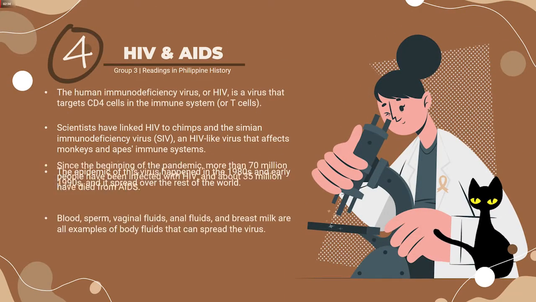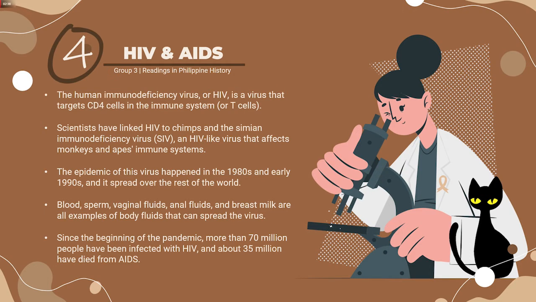The human immunodeficiency virus, or HIV, is a virus that targets CD4 cells in the immune system. Scientists have linked HIV to chimps and simian immunodeficiency virus, or SIV, an HIV-like virus that affects the immune systems of monkeys and apes. This is a type of virus that affects your immune system and weakens it, and therefore makes you very vulnerable to all other viruses and infections. The epidemic of this virus happened in the 1980s and early 1990s, and it spread over the rest of the world.